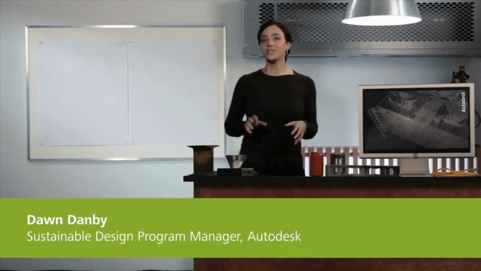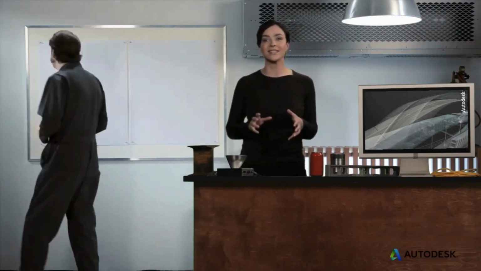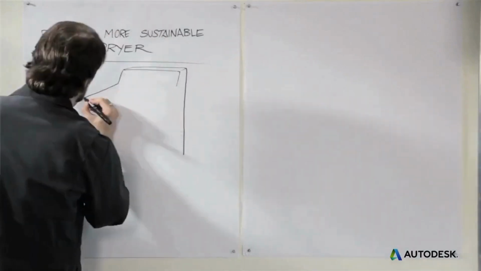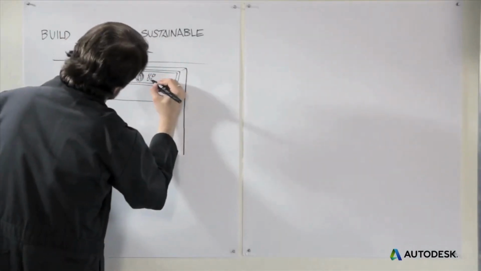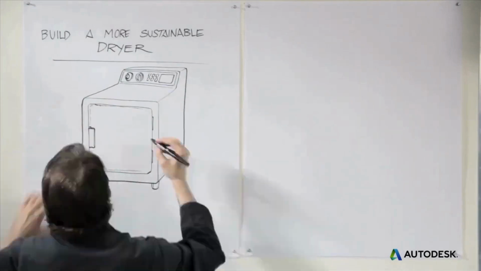We're going to start by looking at the two most important global principles of sustainable design: whole systems and life cycle thinking. Here's the challenge. Assume you're designing, say, a clothes dryer, and you want to make one that's more sustainable without driving costs way up or performance way down.